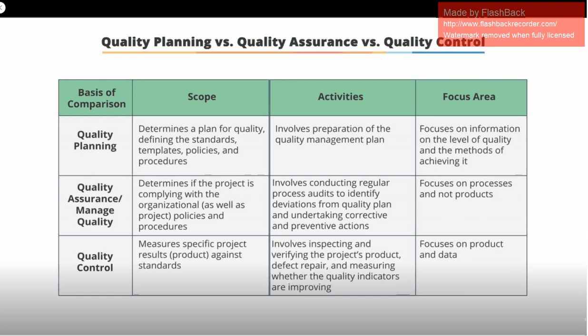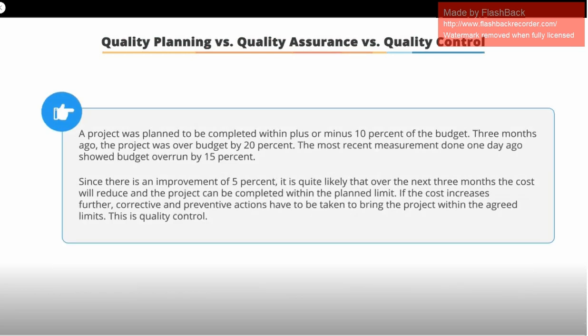The role of quality control is to measure specific project data or results against standards to inspect and verify the project's product, defect repair, and measure whether quality indicators are improving. Quality control is about the product and its data. For example, it was planned as part of quality management that the project would get completed plus or minus 10% within the cost budget. 3 months ago, when the measurement was completed, the project was over budget by 20%.